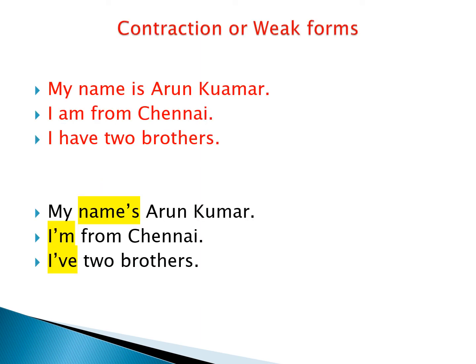Another area students often ignore is the use of contractions or weak forms. Let's look at the following sentences. My name is Arun Kumar. I am from Chennai. I have two brothers. In these sentences, you can use the contracted form of the helping verbs. So it's better to say, my name's Arun Kumar. I'm from Chennai. I have two brothers. It is good to have some basic knowledge about the words which are contracted in speaking.